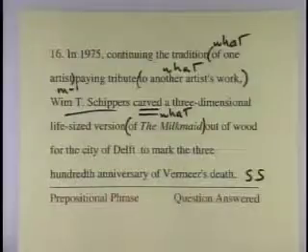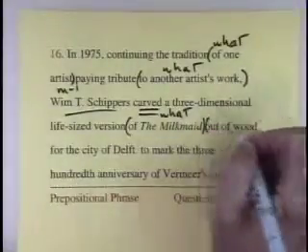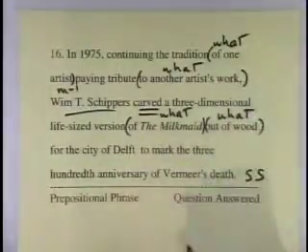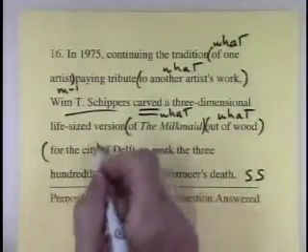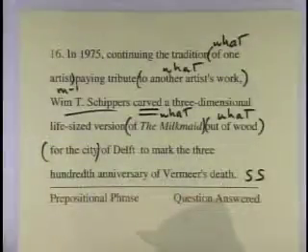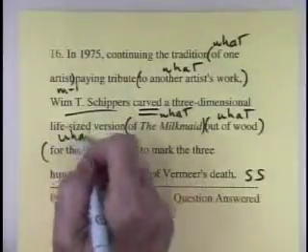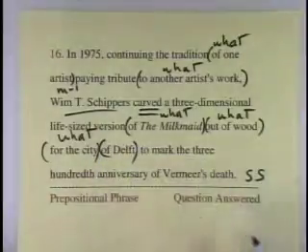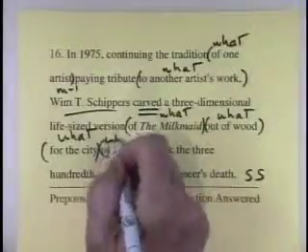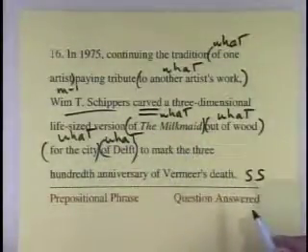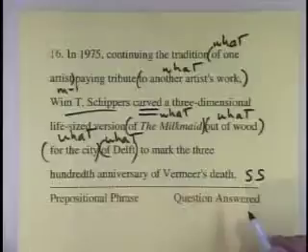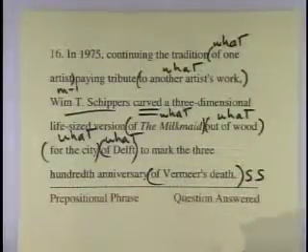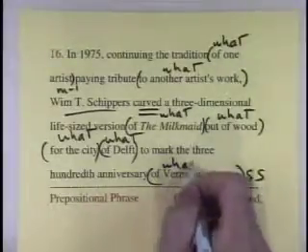Where's the next one, Jeff? Out of wood, and that's going to answer? What? And then? For the city. And that's going to answer? For what? And then? Of Delft. And that's going to answer? Of what? Yes. Anything else? Of Vermeer's death, and that's going to answer? What? Anything else?